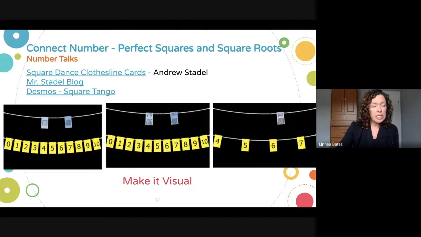The second link is actually a link to his blog, which goes step by step through this clothesline activity. And the third link there is a very similar activity that you could do using Desmos, especially for our distance learning teachers, and of course our in-person learning teachers as well.